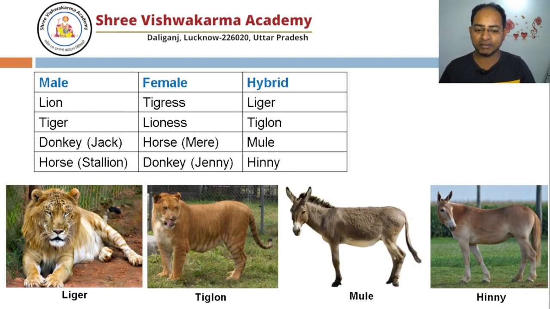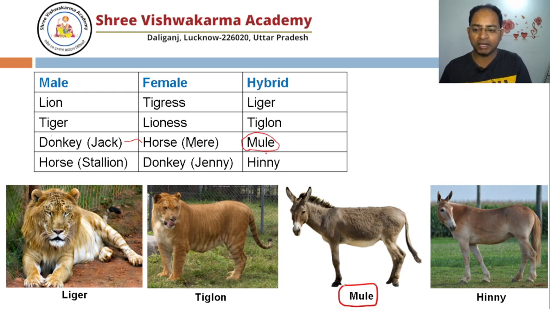All right, have you seen these examples? You must have seen this mule. Mule means khachar. So through khachar or mule, people used to transport the goods and baggages in the hilly area. So how is a mule produced? The donkey, means jack, means male donkey, breeds with a female horse. The female horse is known as mare. Once they mate, mule birth takes place.